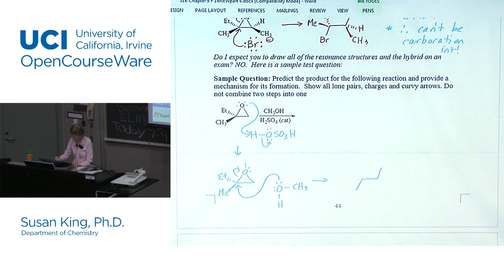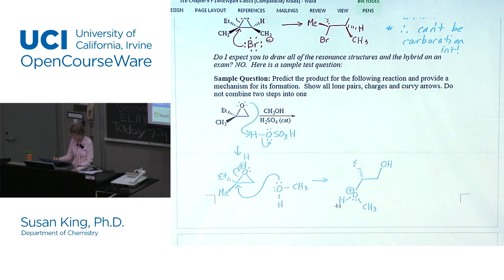I was just going to catch that when I'm drawing the product here. Okay, so that looks like that. We need a positive charge here also, don't we? Positive charge. So boom, this should be OH here. We have our protonated methanol. What's the last step here? What would be the last step here?